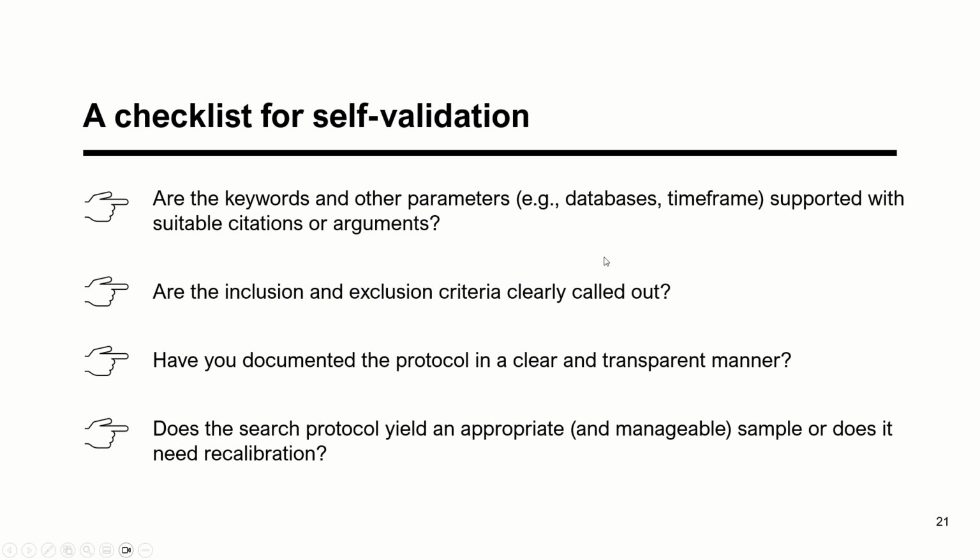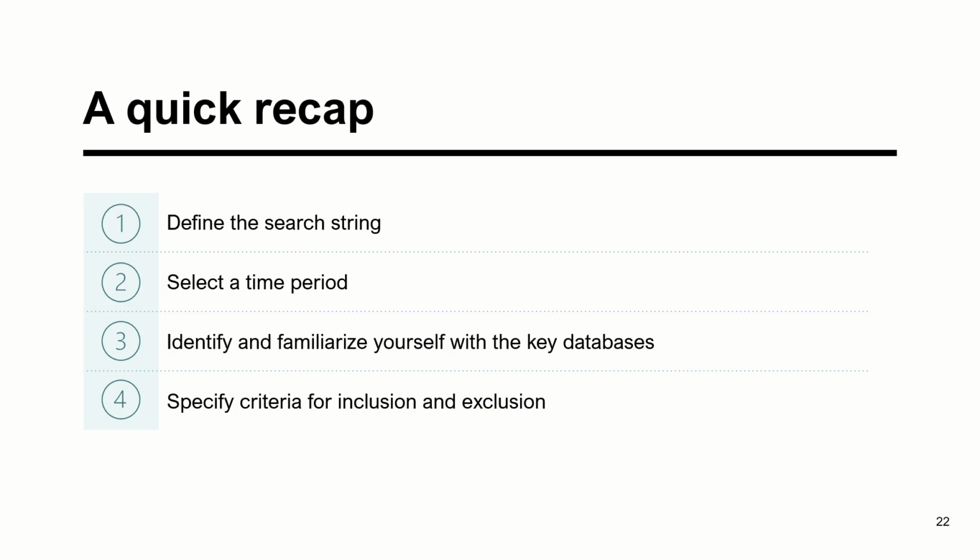A checklist, so you're able to validate. Have you chosen the right keywords? Have you supported it with citations? Have you called out these inclusion and exclusion criteria? Has the protocol in terms of how you went about the search been defined in a very clear, transparent manner? And when you run the search protocol, does it yield a manageable sample? Or do you want to fine tune it, recalibrate it?